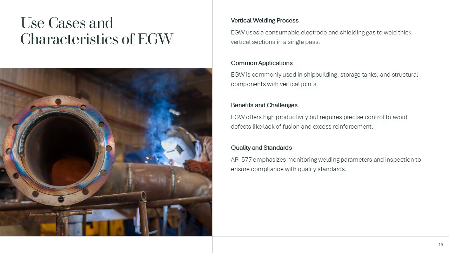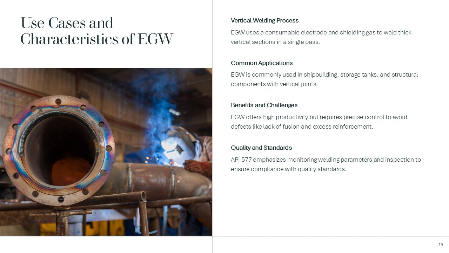Use cases and characteristics of EGW. EGW is a vertical welding process that uses a consumable electrode and shielding gas, often combined with flux, to weld thick sections in a single pass. It is commonly applied in shipbuilding, storage tanks, and structural components where vertical joints are prevalent.